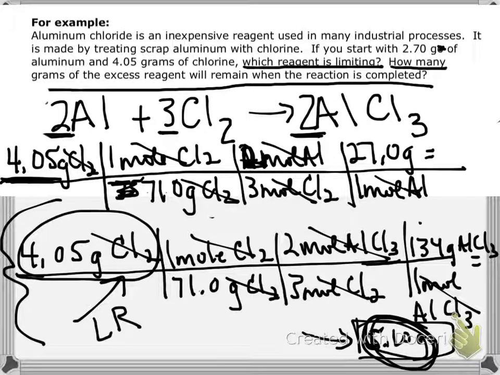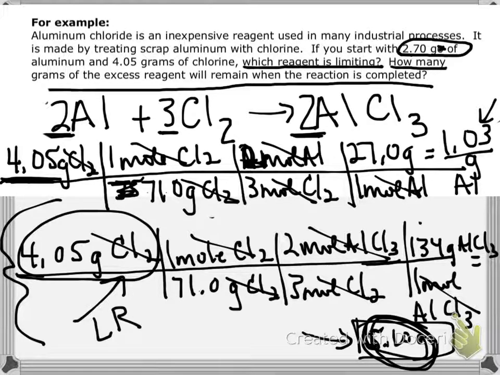When I do the calculation for this, I get 1.03 grams of aluminum used. That's not what this question's asking. The question's asking how much of this excess reactant, aluminum, is going to be left over when the reaction is done. Well, I just solved to find out how much was used up. There is one more step you have to do, and it is subtraction. So you're going to take the amount of aluminum that you started with in the reaction, which is 2.70 grams, and you're going to subtract the amount that you used up, which is 1.03 grams.